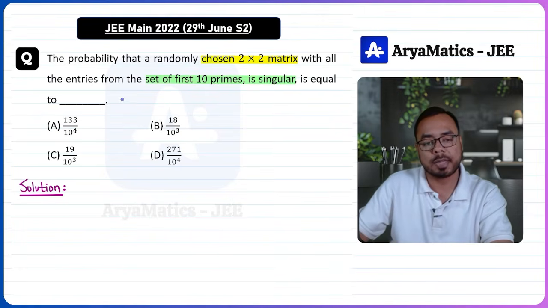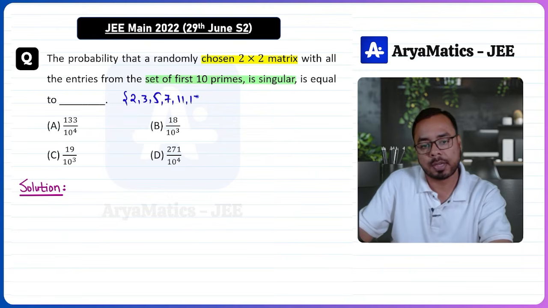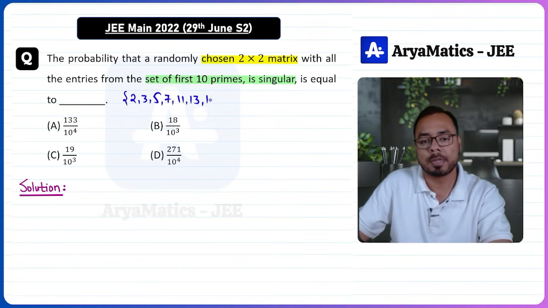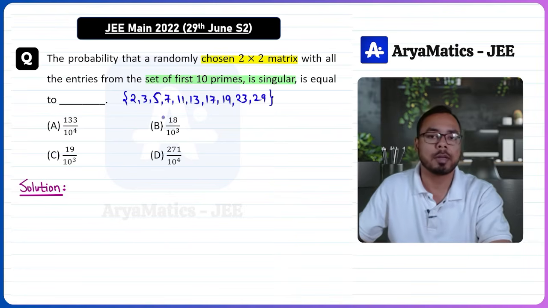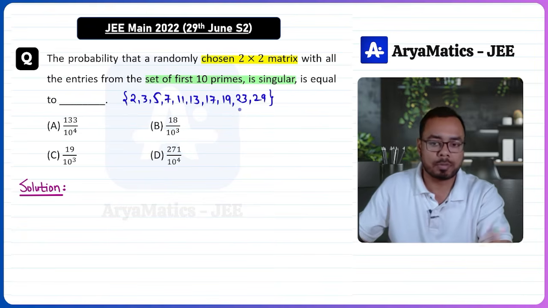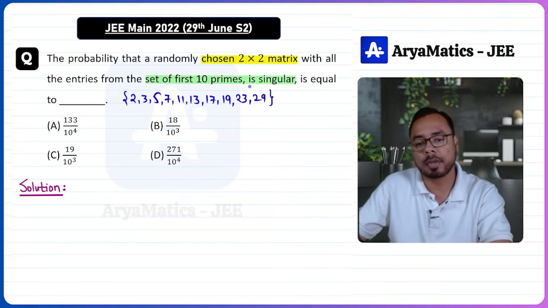So let us say that these are the different prime numbers. The first 10 prime numbers will be starting from 2, 3, 5. Then you have 7, 11, 13, right? Then next will be 17, 19. Then you have 23 and 29. So these are the first 10 prime numbers. Now the question is that using these 10 prime numbers, a 2 cross 2 matrix is created, and we have to find the probability that that matrix will be a singular matrix, right?